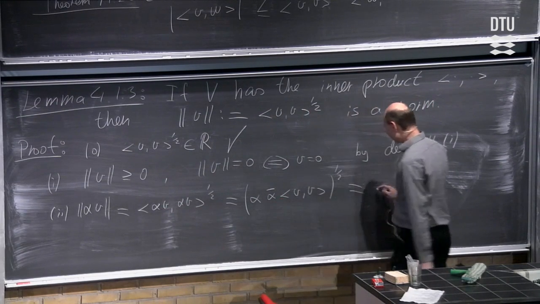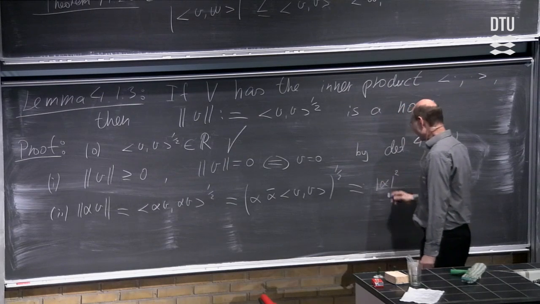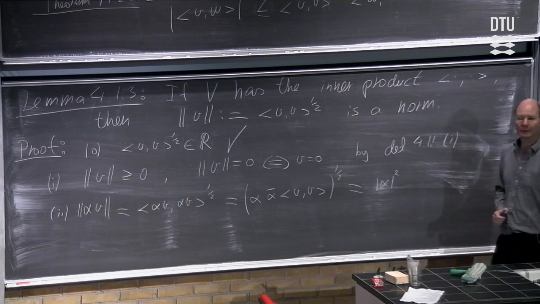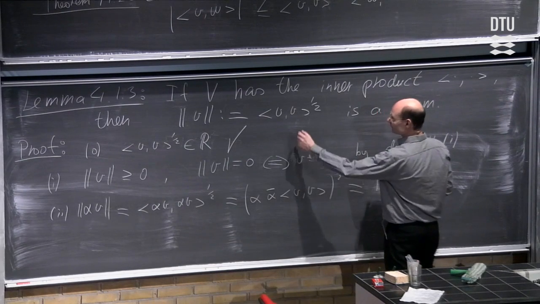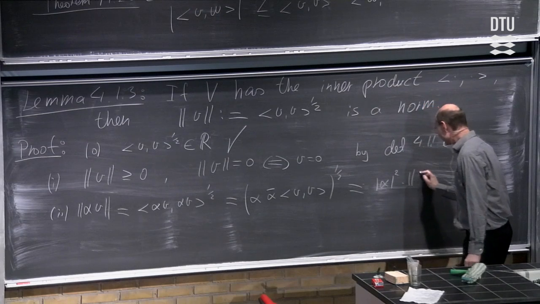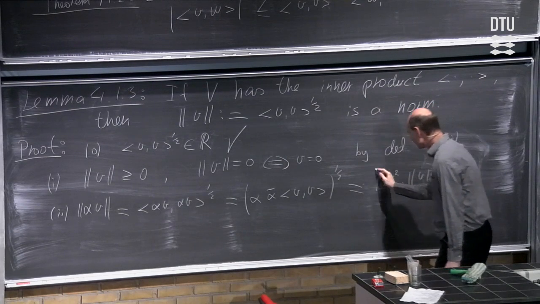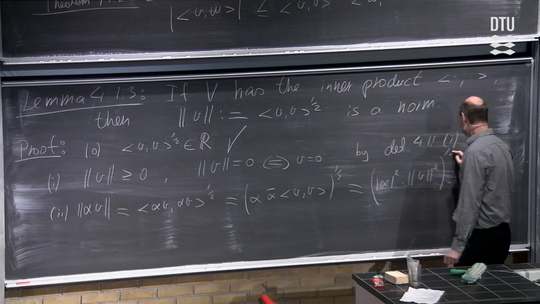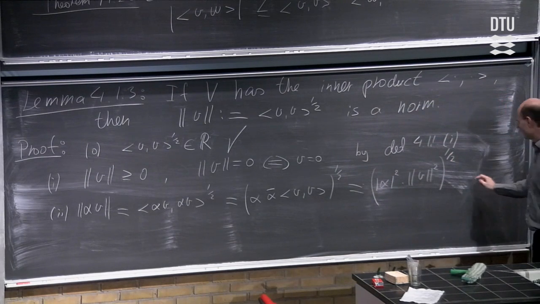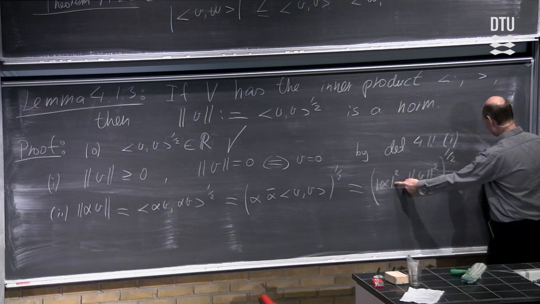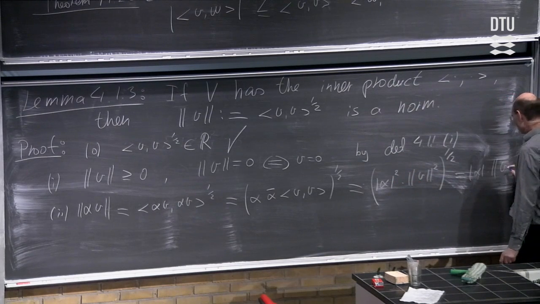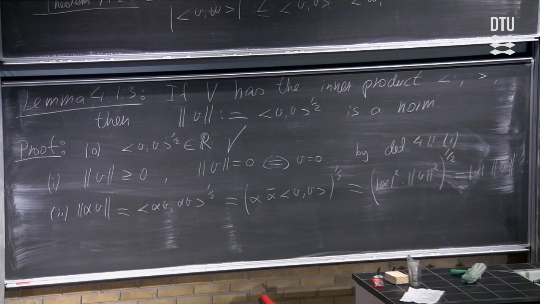Alpha times alpha complex conjugated is the same as the absolute value of alpha to the power 2. And the inner product of V with itself is, according to the definition, the same as the norm of V to the power 2. So we need to take the square root of this. And then you can see, when you take the square root of all this, what comes out is the absolute value of alpha times the length of V. So this follows from our definition of the inner product.